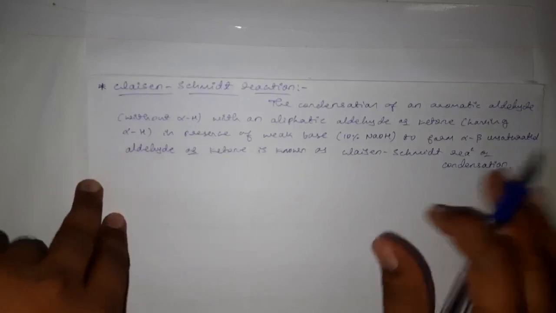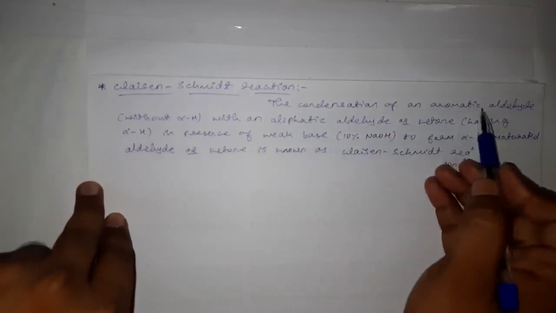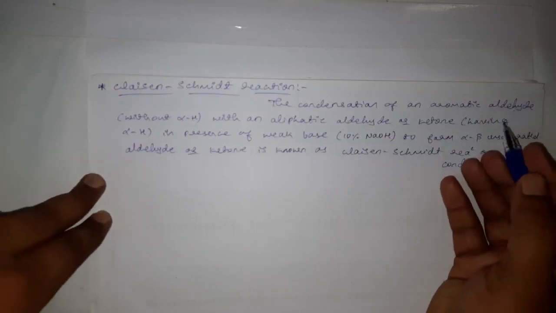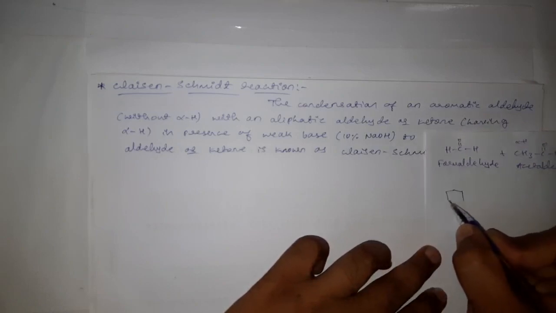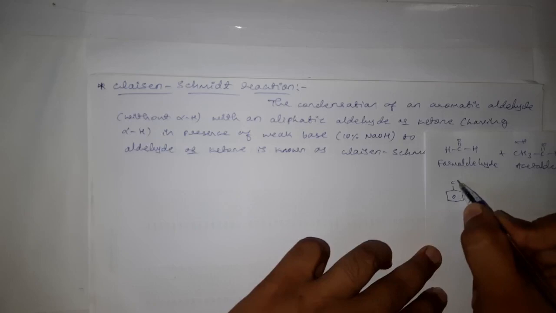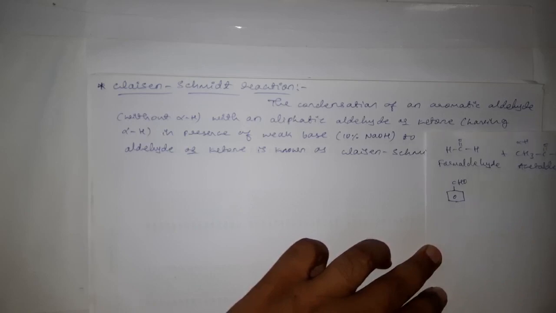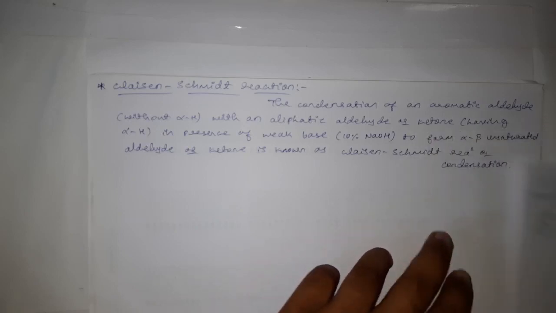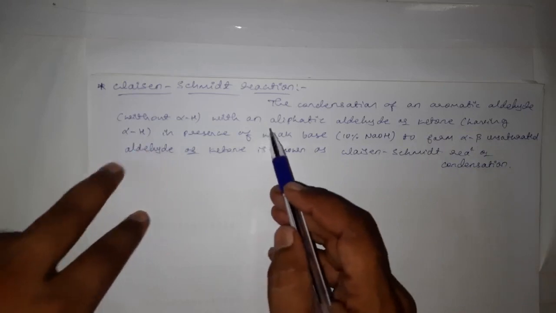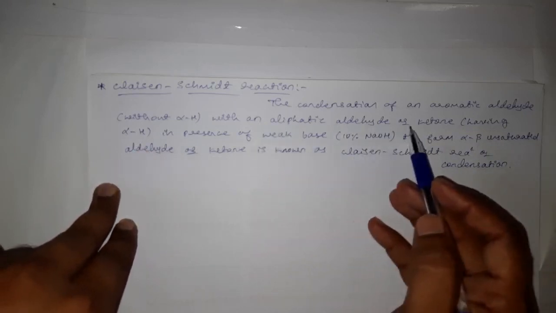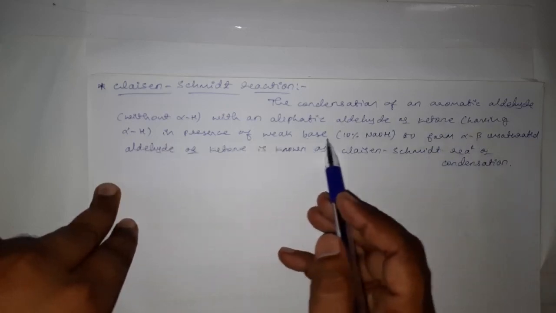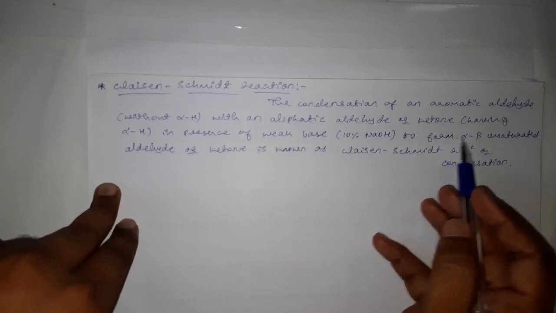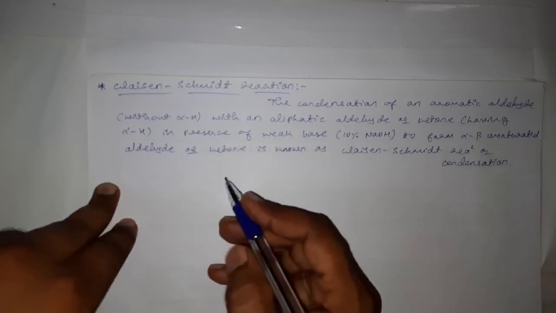What they are telling here is the condensation of an aromatic aldehyde. The basic aromatic aldehyde is benzaldehyde, C6H5CHO. Here the alpha carbon is there, but the alpha hydrogen is not there. Whenever an aromatic aldehyde is treated with an aliphatic aldehyde or an aliphatic ketone which has alpha hydrogens in the presence of a weak base, they will form an alpha beta unsaturated aldehyde or ketone.